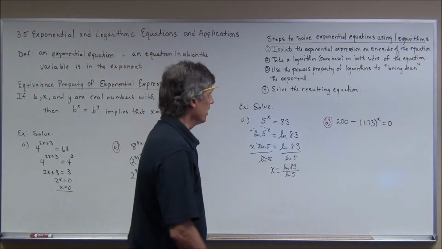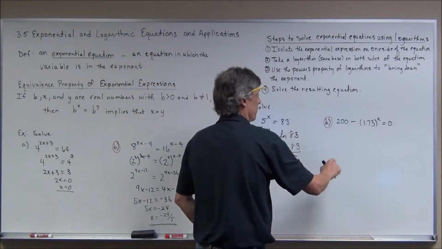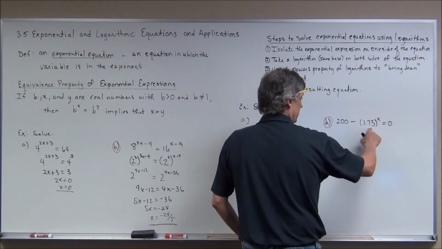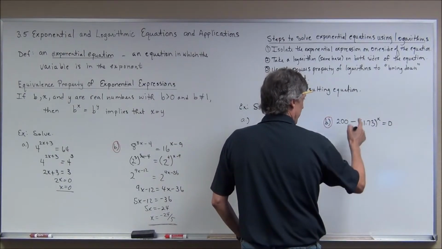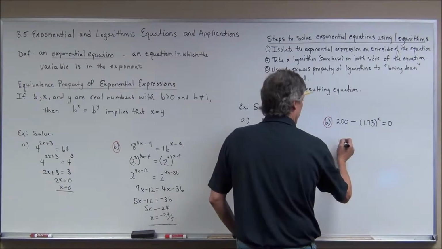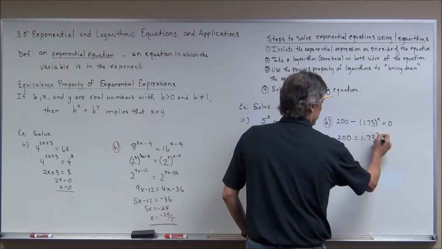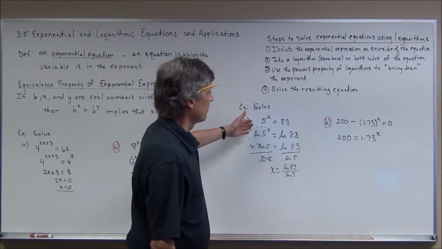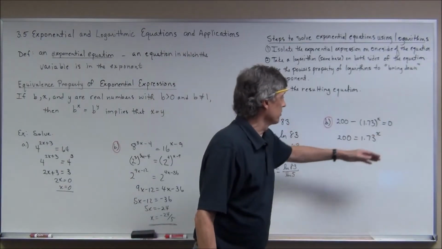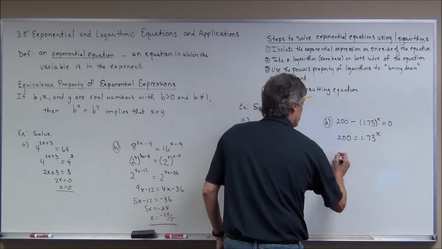This one over here, I have to do step 1 in this example because I'm going to have to get this isolated. So I'm going to add 1.73 to the x power to both sides. See, now it looks a lot like this problem. I've got the variable over here on the right. I'm going to take the natural log of both sides.